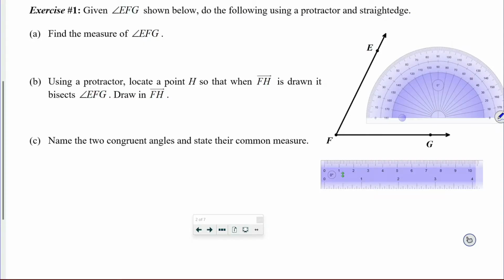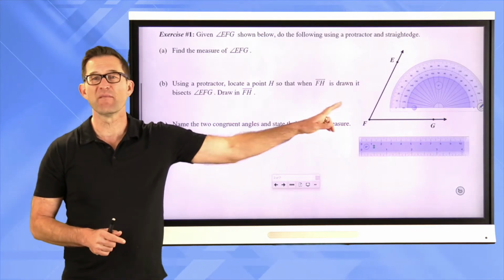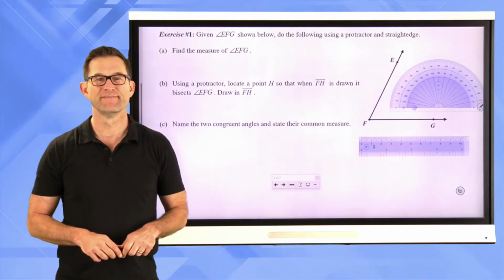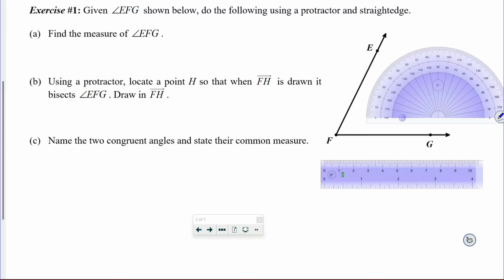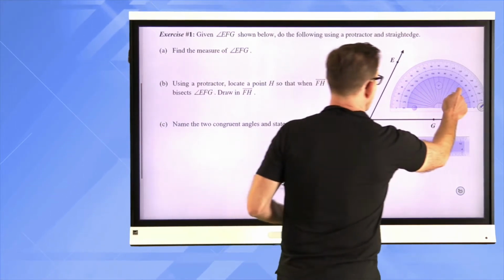Given angle EFG, shown below, do the following using a protractor and straight edge. Letter A, find the measure of angle EFG. All right, awesome. Well, pause the video now, grab your protractor, and find the measure of angle EFG. All right, well, let's take a look. Let me bring it down here.